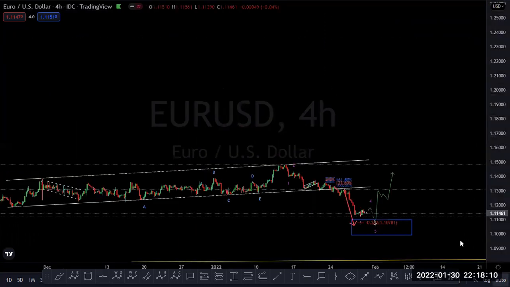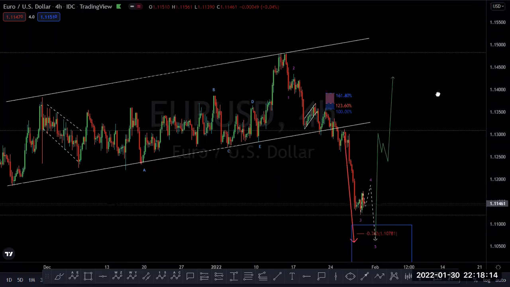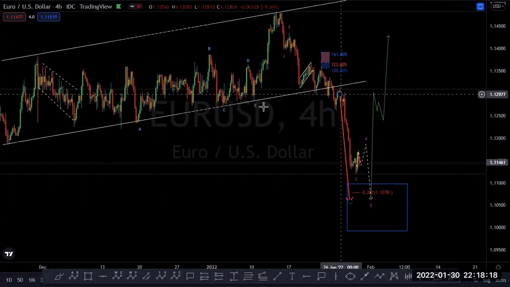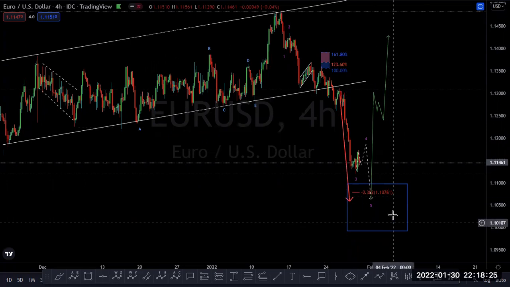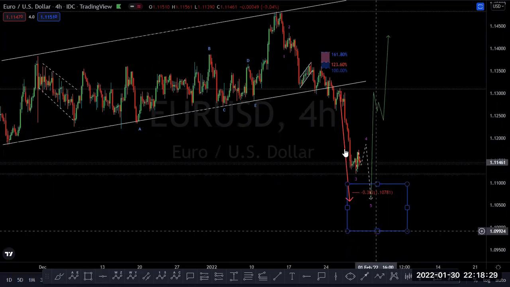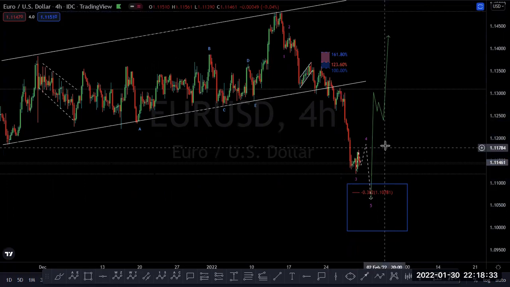So this is the 4 hours chart. Last week, I put this line, saying we are going to have a drop when this line is broken. And here is my target for the correction, this blue box. I think the market will enter it before the correction ends. So I'm just looking for another drop.